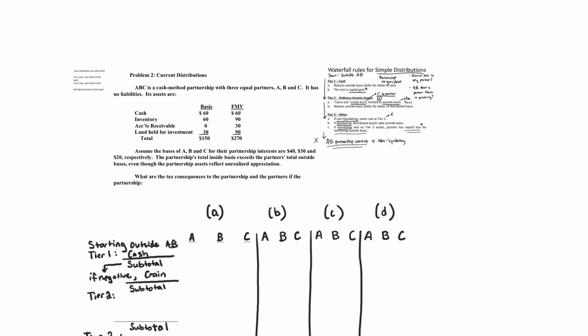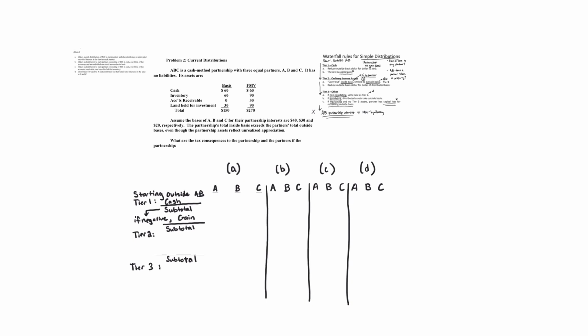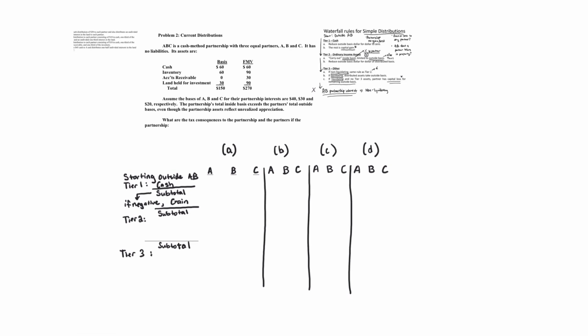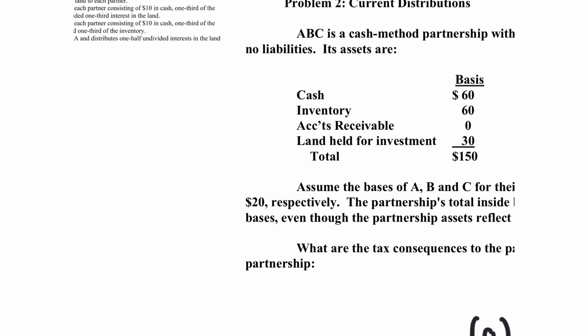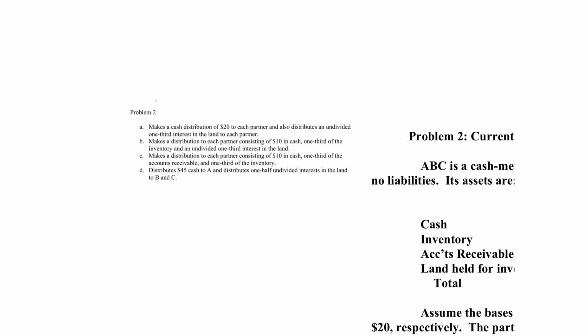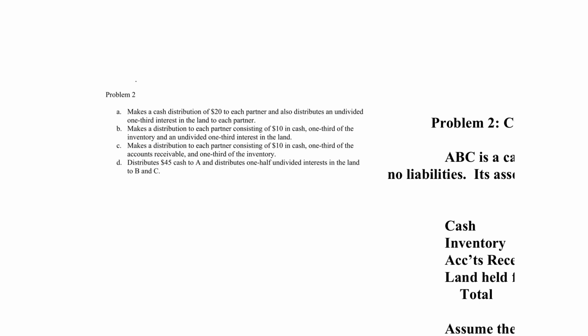And what you're going to see is that it actually works out kind of interesting. All right. So we have, again, this partnership. We have situations A, B, C, and D. I read to you earlier, and I'm going to zoom in just to remind us what each situation is. And if you want to stop the video and take down these notes, this is exactly what is happening. In A, we're going to get $20 cash to each partner, and then a 1/3 interest in the land. In B, $10 cash, 1/3 of inventory, 1/3 land. C, $10 cash, 1/3 of accounts receivable, 1/3 of inventory. And finally, D, A gets 45. B and C get 1/2 of the land.